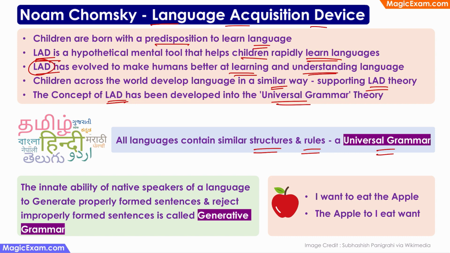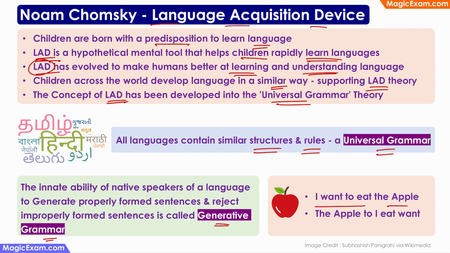grammar. And Chomsky also talks about this concept of generative grammar. That is, if you look at the native speakers of any language, they automatically seem to know how to use proper grammar and syntax. For example, a child who is just now learning to use full sentences uses sentences in a correct way. For example, a child will say, "I want to eat the apple," right?